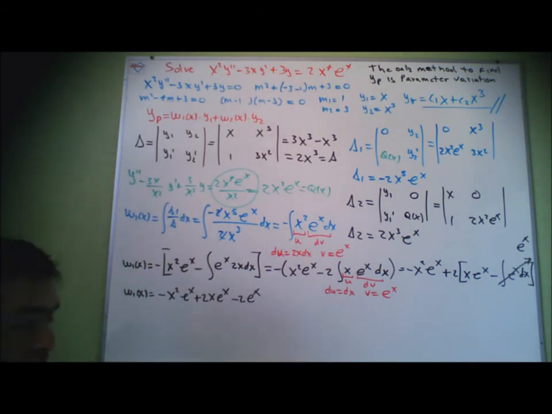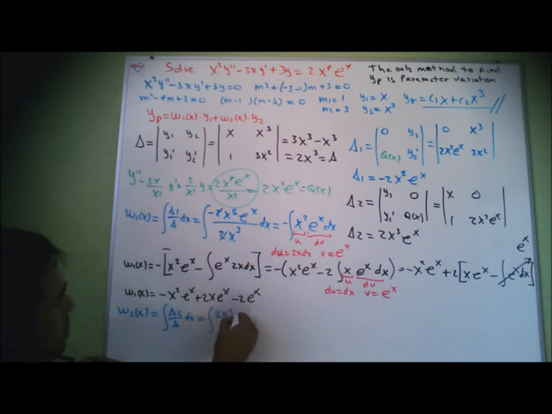Okay, I may not have enough space, but let's write. Let's skip some steps. Now, w2 of x is going to be the integral of delta 2 over delta differential of x. Integral of delta 2 is going to be 2x to the power of 3 exponential of x divided by 2x to the power of 3 differential of x. Now, this one was easy. For w2 of x, this and this cancel, fortunately for us. Integral of the exponential of x is just exponential of x.